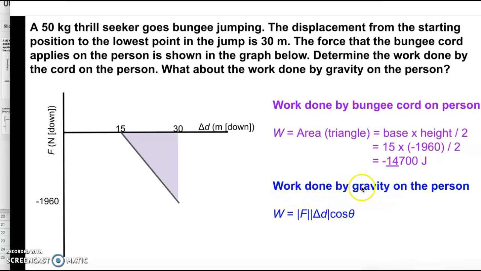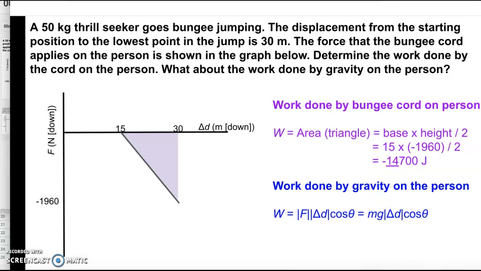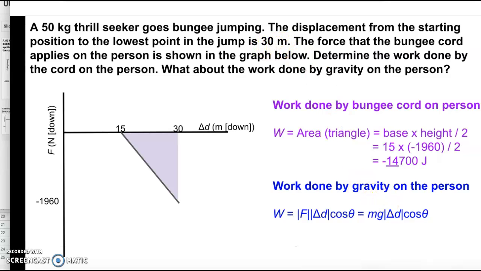For my first step, since I know the formula for the force of gravity is mg, my first step is simply going to replace the force with mg. Now I'm going to fill in the numbers. For mass, it's given in the question, 50 kilograms. For g, the gravitational field strength, that's 9.8 newtons per kilogram. The displacement is 30 meters. Gravity acts on the person for the entire 30 meters. So we put 30 in there.